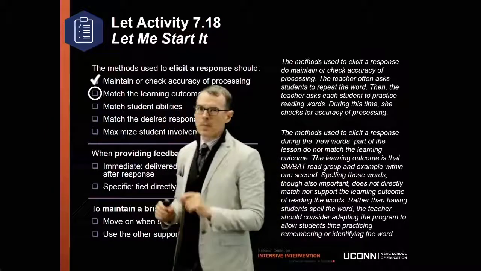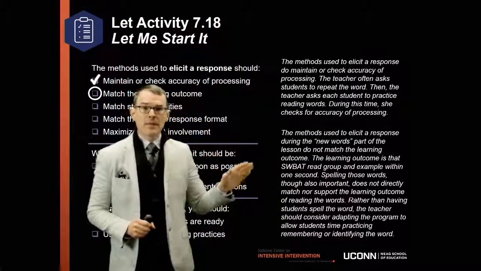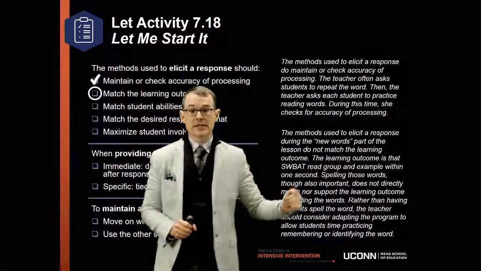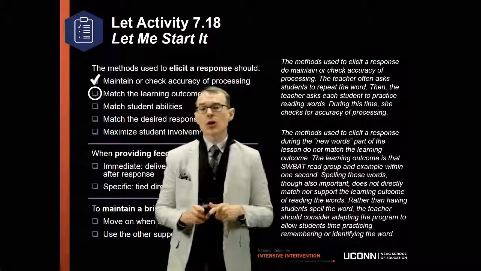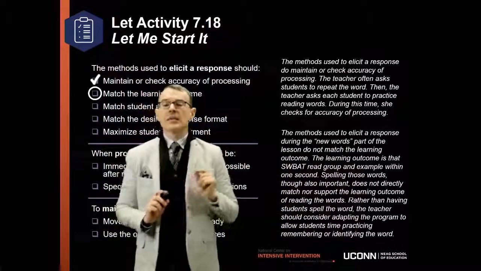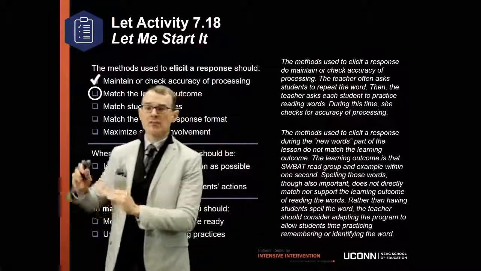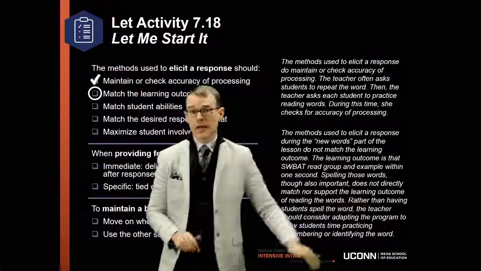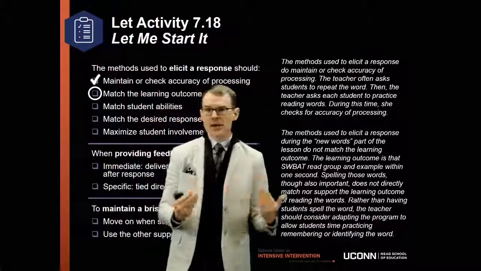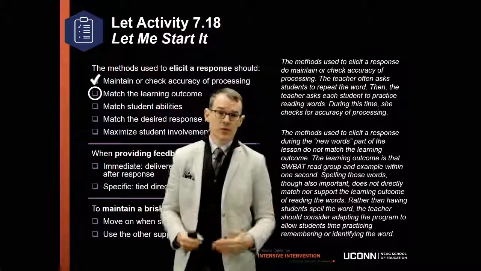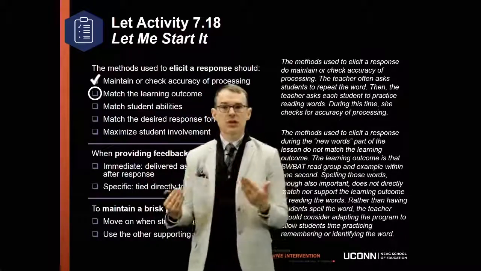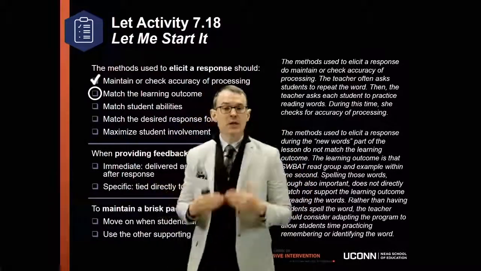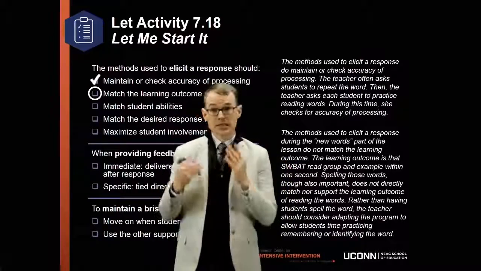With matching the learning outcome, this is a little trickier. So in this lesson, we described that the learning outcome is for students to read the words group and example within 1 second. And so that was the specific objective. There are a couple ways in which this may not have met the criterion of matching learning outcome. One is that the teacher had the students spell the words, and spelling was not part of the objective, so it may not necessarily make sense to have the students spell the words. Arguably, that's a common part of sight word instruction, just because it reinforces the spelling of the word as the students learn it. So we could probably have incorporated that into the objective and met that criterion.